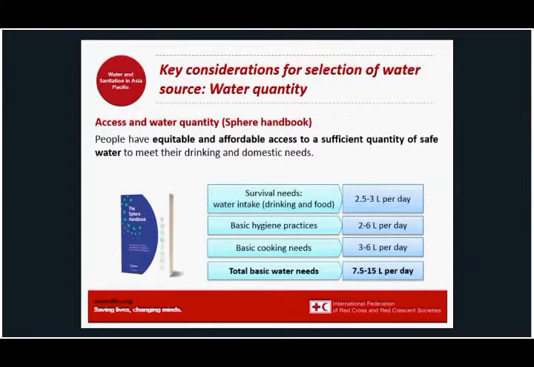Some of the additional questions to consider: Is there equitable access to water supply? Is the quantity from the source reliable, and would seasonality affect it? Does provision of water for livestock need to be considered?